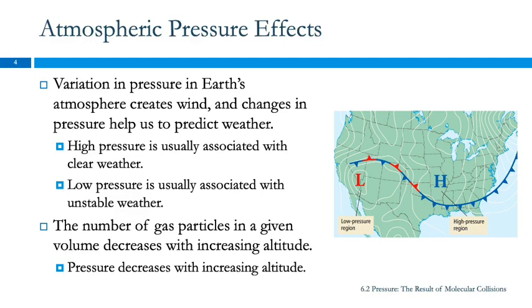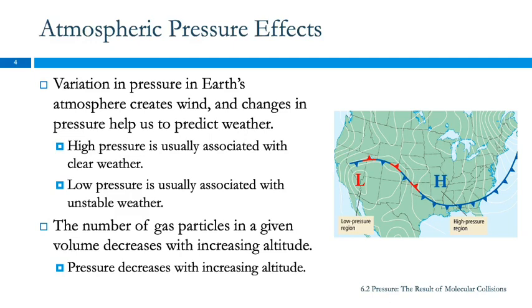Sometimes we get these big gusty winds, and other times it's really still. And it all has to do with pressure differences. And that's what meteorologists are looking at when they try to predict what's going to happen next with the weather. You'll sometimes see a map something like this, where they have a high pressure region and a low pressure region. High pressure is usually associated with clear, nice weather. Low pressure is generally associated with unstable weather.